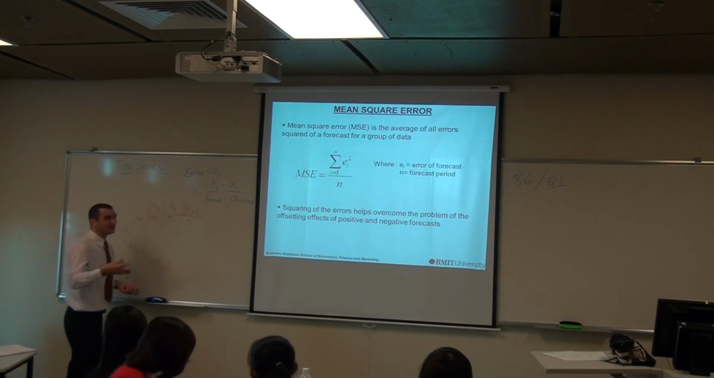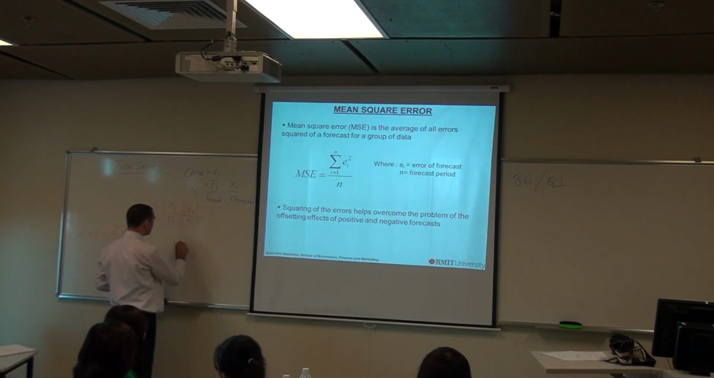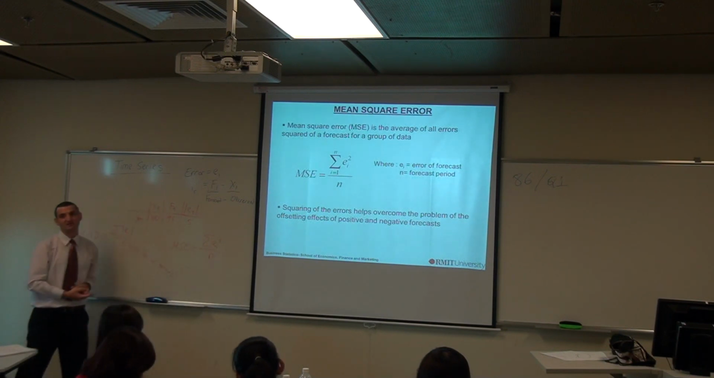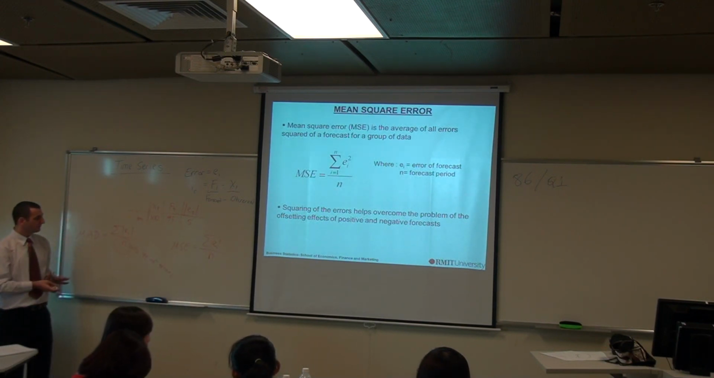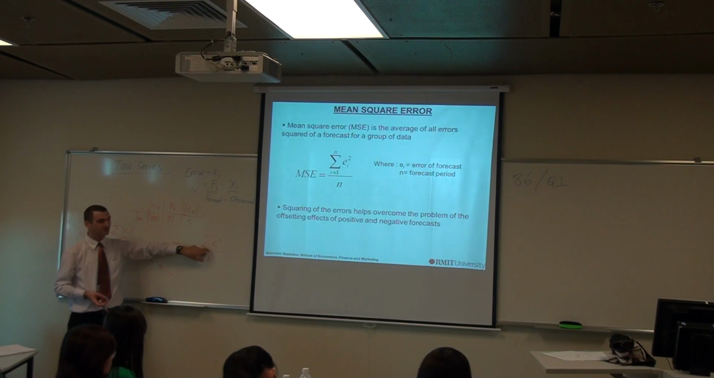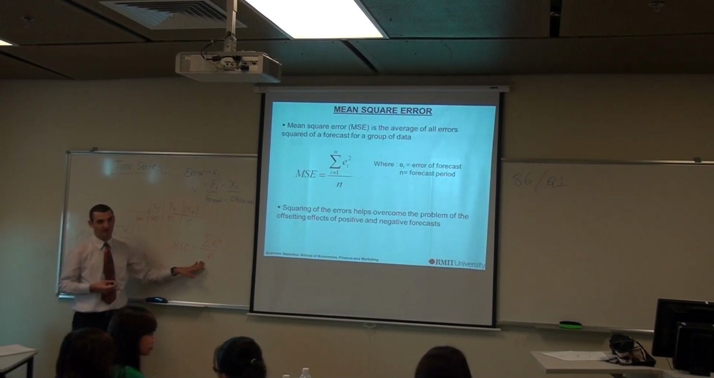Next is another measure similar to MAD, called MSE, mean square error. Same thing, but this time we take the square of each error and then divide by n again. We take the square to make them positive again. The same way, add them up and divide by the number of errors that you have.